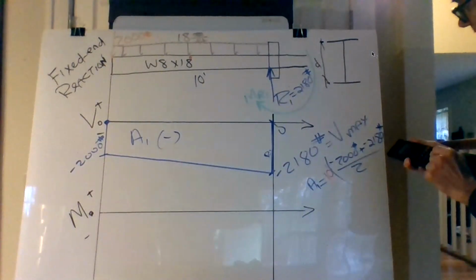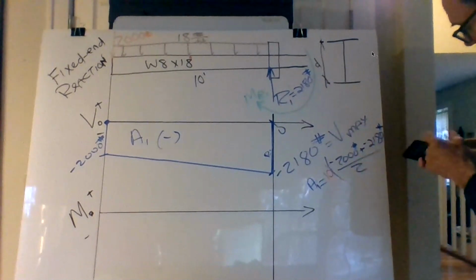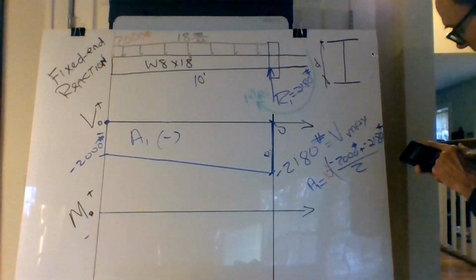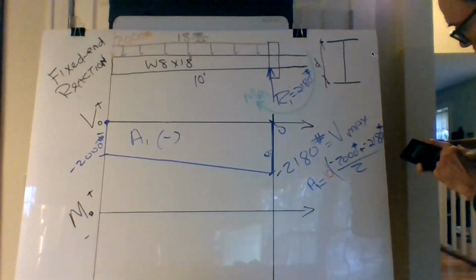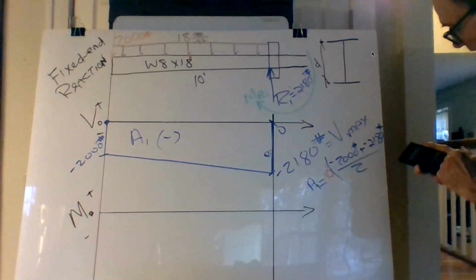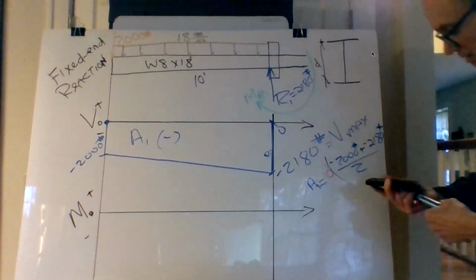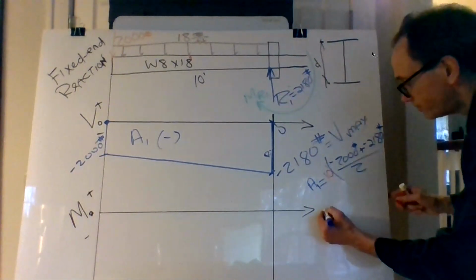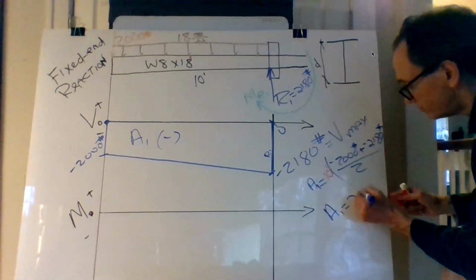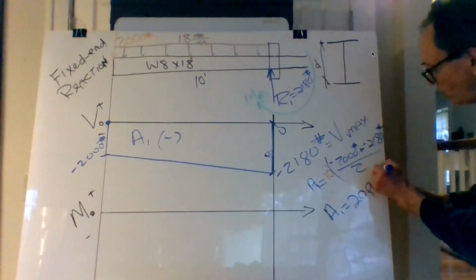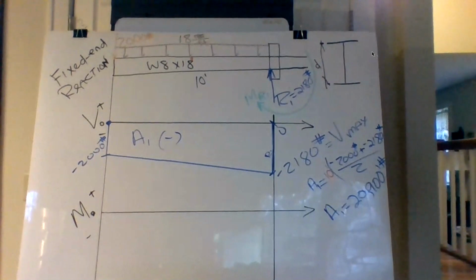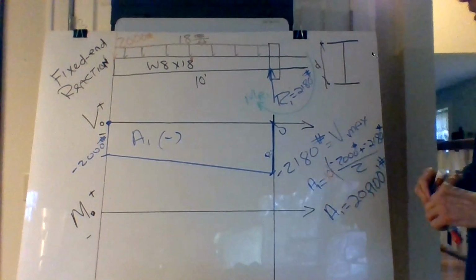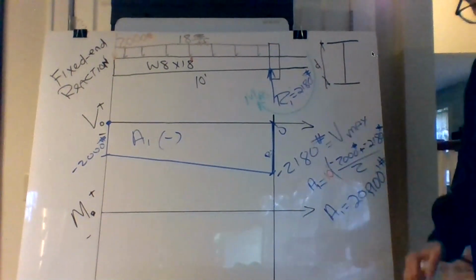So it's 4180, it's negative, 4180 divided by 2 times 10, 20,900 foot pounds. Which equals MR1. Exactly. Isn't that amazing?